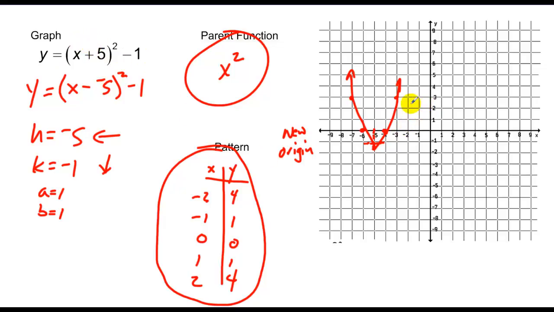To check once again, I'm going to take a point. This point right here is -3 and 3. And I'm going to see if that checks in this equation. So I'll say 3 equals -3 plus 5 squared minus 1. -3 plus 5 is 2, squared is 4, minus 1, which equals 3, and 3 equals 3, so it checks. So once again, I've graphed this function without plugging any numbers into this equation. It's pretty powerful.